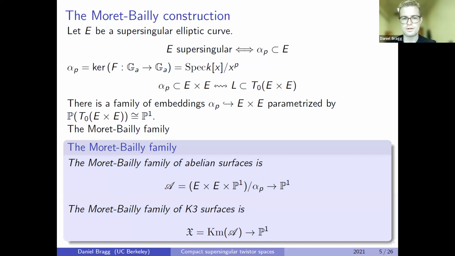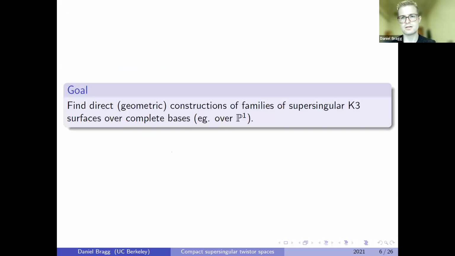Great. So this is one family of supersingular K3 surfaces over a complete base. One of my goals in what I'm going to talk to you about, or one of my motivations for doing this, is to try to find direct geometric constructions of other families of supersingular K3 surfaces over complete bases, like for instance over P1.